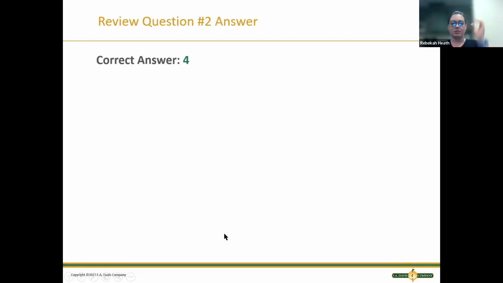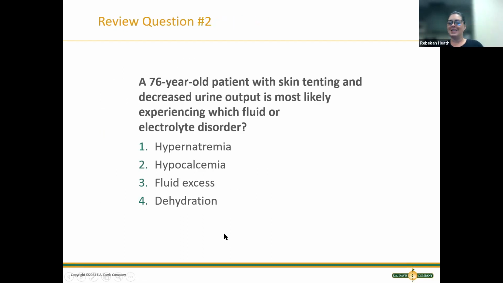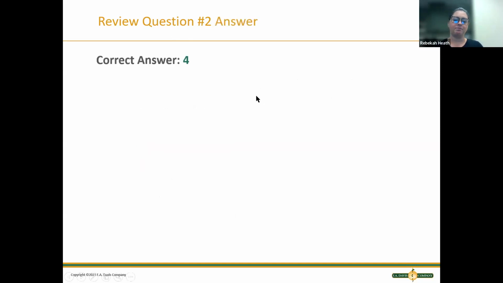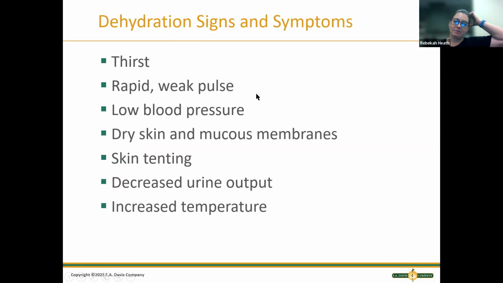And that's because, let me go back up there. Remember skin tenting, and that's checking skin turgor. So usually we do that on the top of the hand, pinch it up. If you're pinching it up and it kind of stays tented, that's a pretty good sign of dehydration, as well as decreased urine output. There's not as much fluid in the body, so we're not going to be excreting as much of it. So a lot of the signs and symptoms here, you guys probably can relate to.